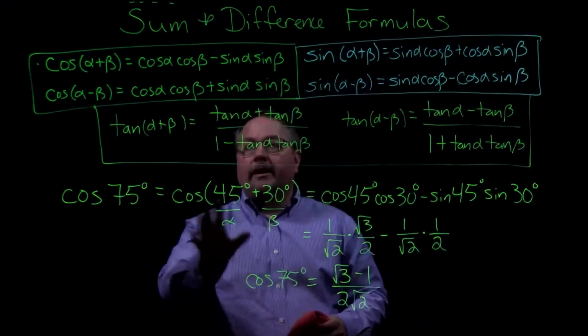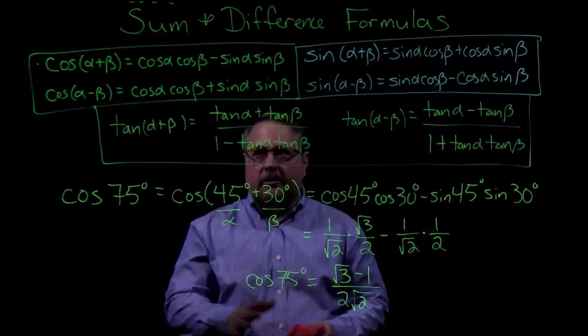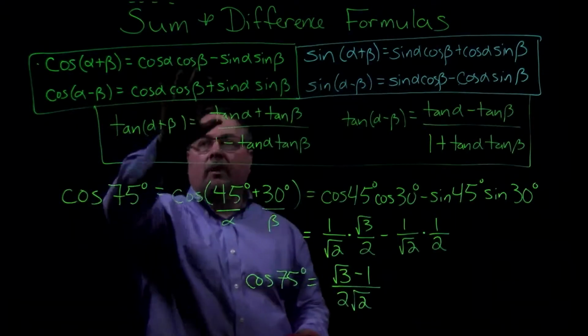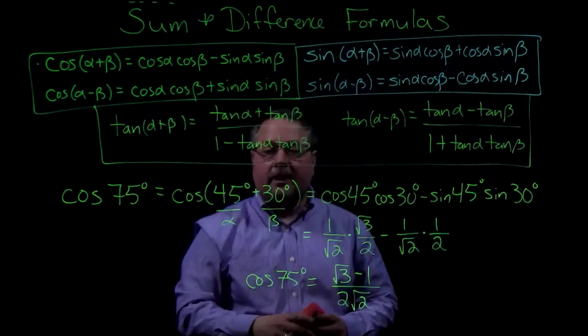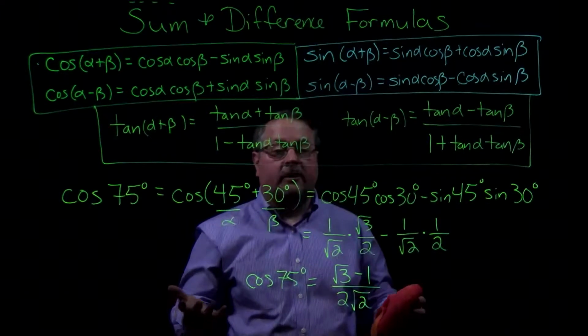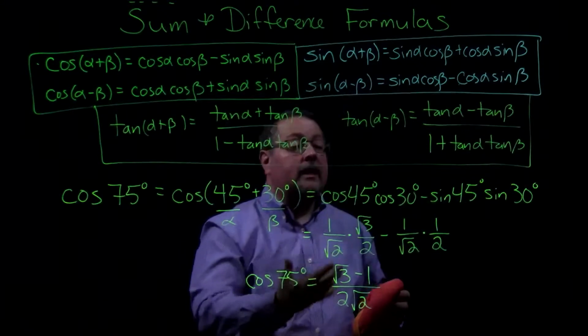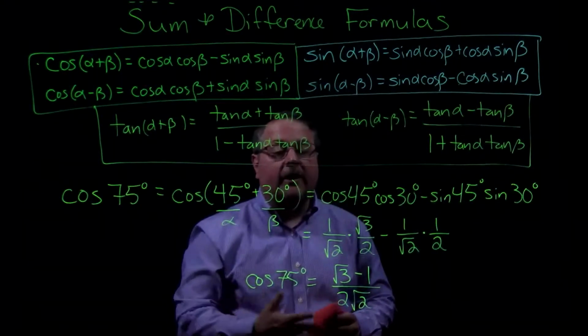Okay, so that's one way that we can use the sum and difference formulas. Just as they're written from left to right, we have an angle that we're trying to find a trig value of. We can write it as a sum or difference of angles whose trig values we know, and then do the evaluation.